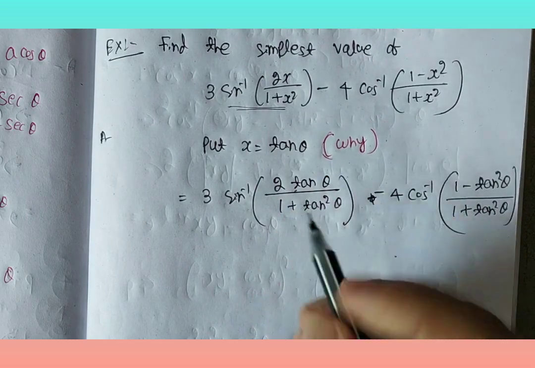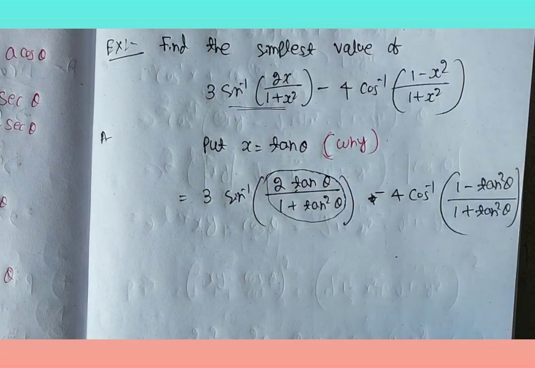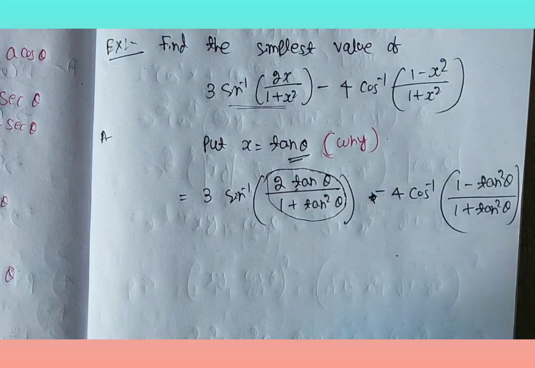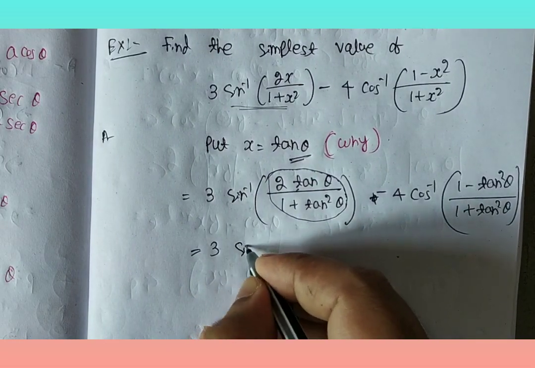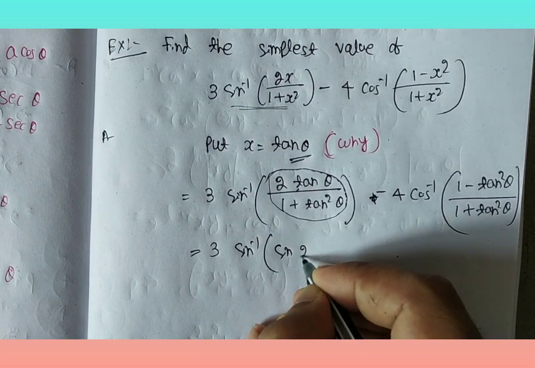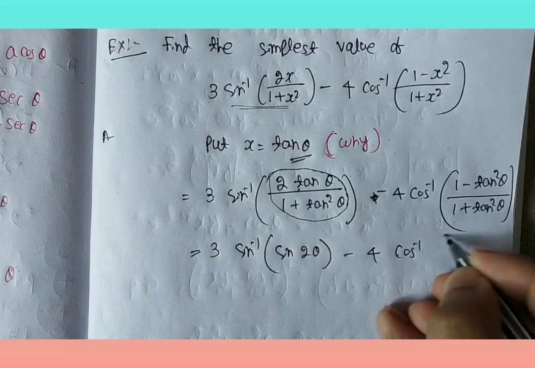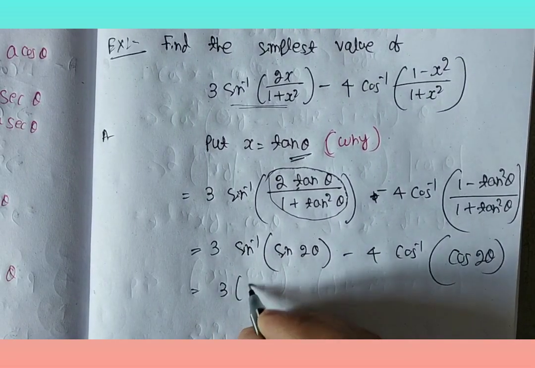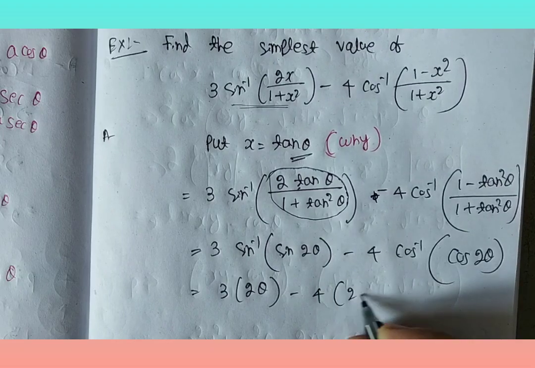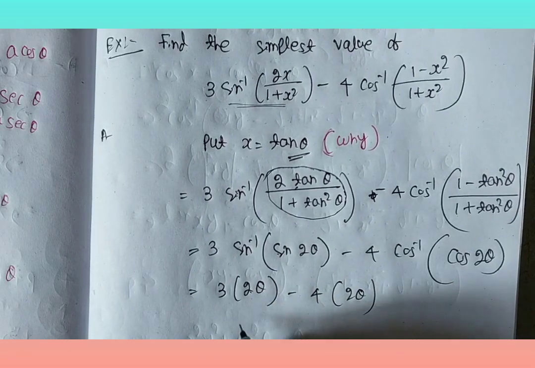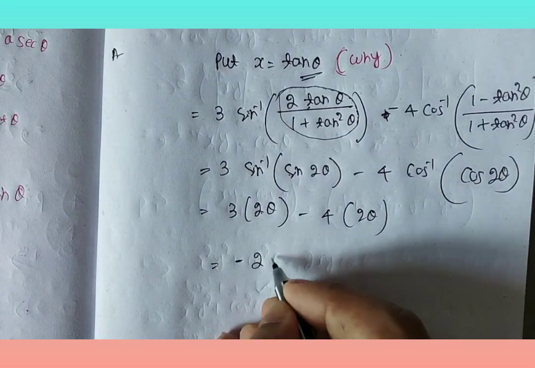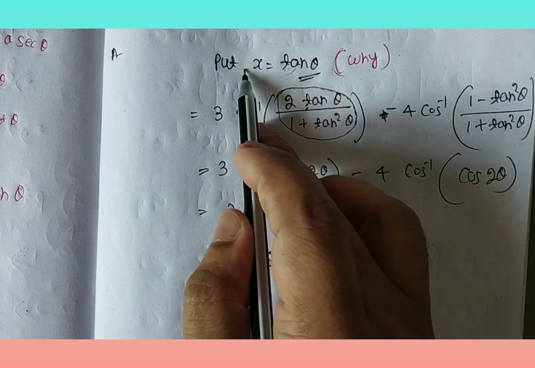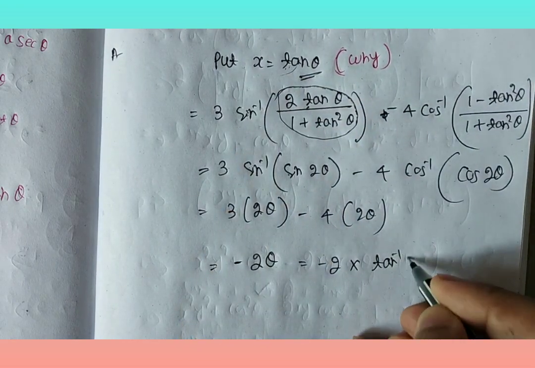If you put x equal to tan theta, this is the formula of sine 2 theta. That's why we have to put x equal to tan theta. Sine inverse of sine 2 theta, and 4 cos inverse, the formula of cos 2 theta, first year trigonometry formula. These terms will be cancelled. It contains only 2 theta minus 4 times 2 theta, that is 6 theta minus 8 theta, which is minus 2 theta, and plus 2 times theta. What is the value of theta from here? Take the tan to the left hand side: tan inverse x.